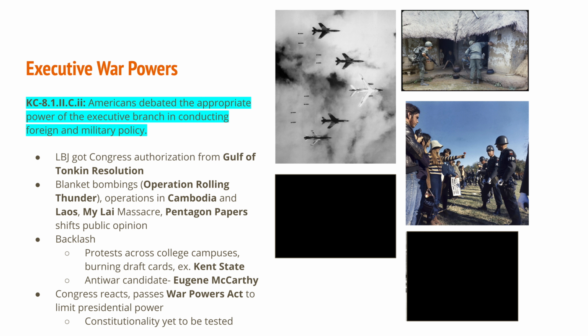All right, so next key concept, Americans debated the appropriate power of the executive branch in conducting foreign and military policy. LBJ got Congress authorization to send troops into Vietnam through a resolution, the Gulf of Tonkin Resolution. It was not a formal declaration of war.